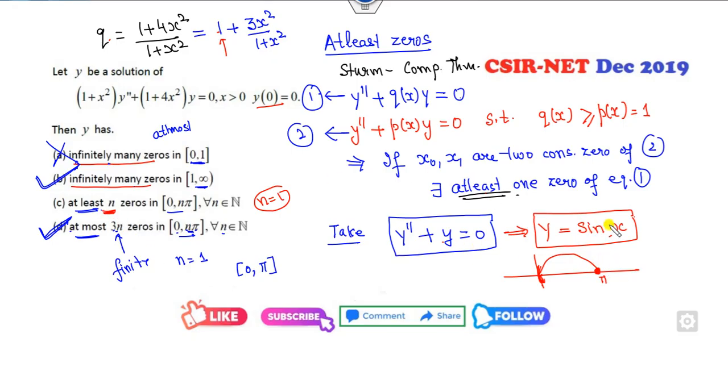If you consider n equal to 2, that's 2 pi here. How many zeros are occurring? 1, 2. Always remember, this is the open interval, so 2 zeros, so at least 2 zeros, fine. If you consider 3 pi, the graph of this will be here. How many zeros are there? 1, 2, 3. So it's 3 zeros. So yes, this option is also correct. So B, C, D are my right answers of this problem.